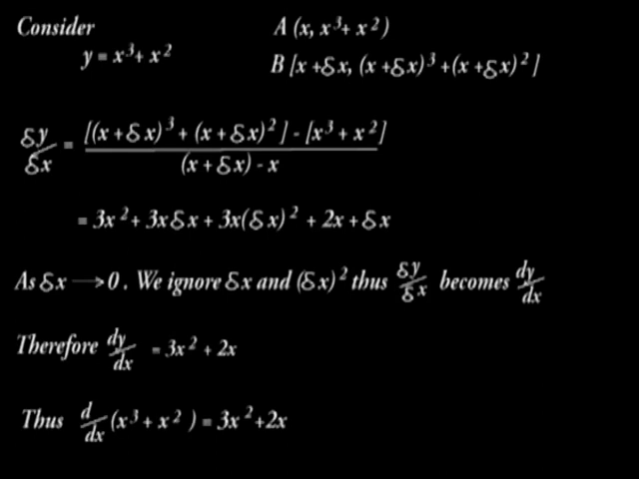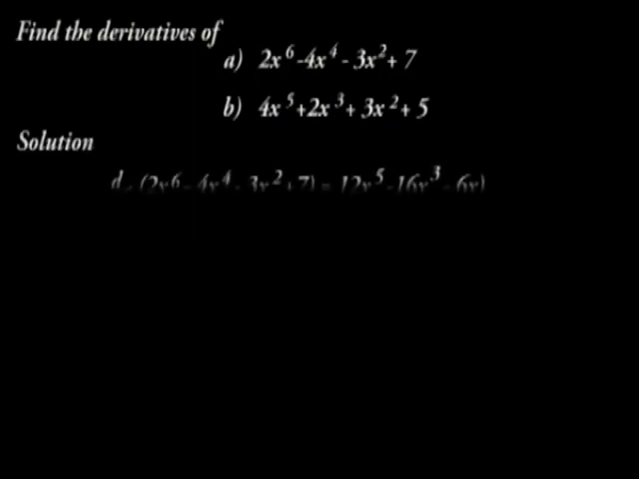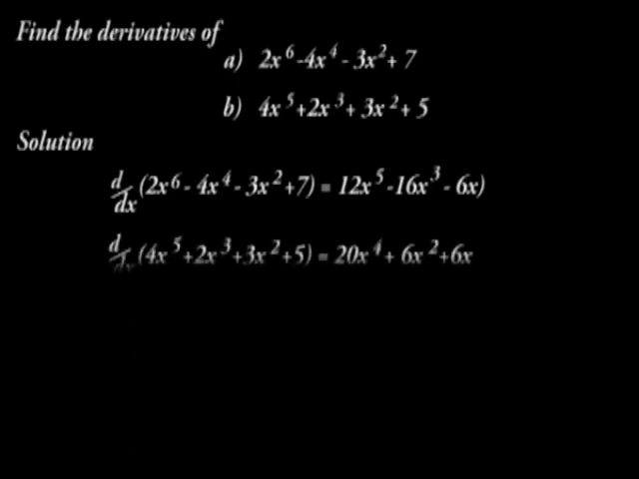Generally, the derivative of any polynomial is the derivative of each of its terms, with the operations combining the terms retained. For example, find the derivatives of the following. In our solutions, d over dx for the first one is equal to 12x to the power 5 minus 16x cubed minus 6x. For b, d over dx is equal to 20x to the power 4 plus 6x squared plus 6x.